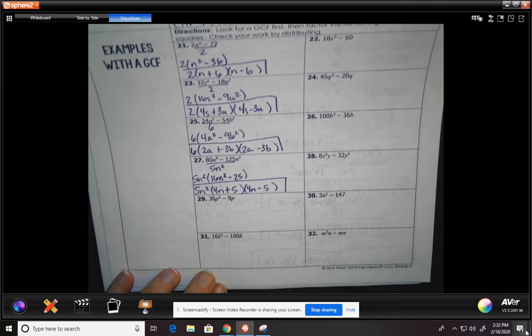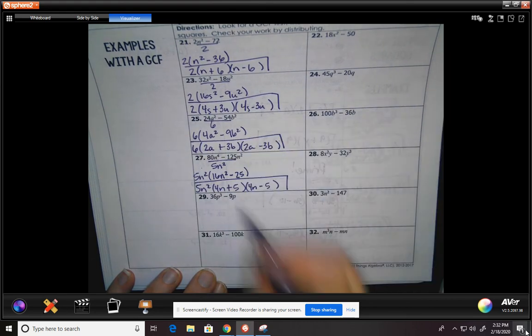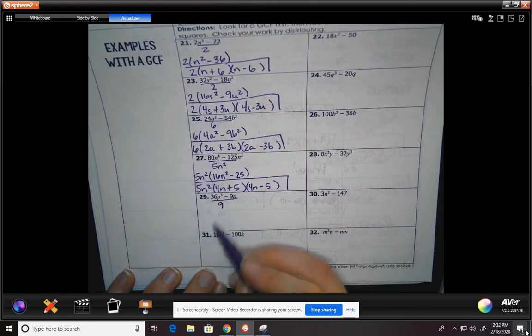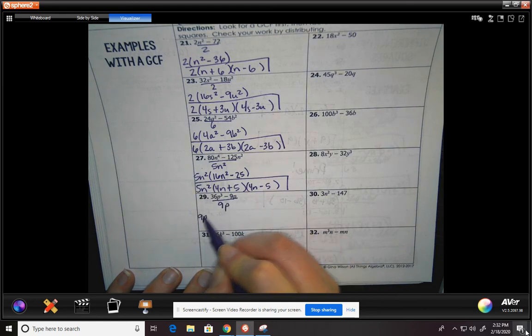Okay, for 29, I need to see what my GCF will be first. So math over to number 9. 36, 9. And I can take a 9 out of both. Since I can take 9 out of both, I look at my letters. They both have a p. The smallest p is just 1. So I can take out 9p.